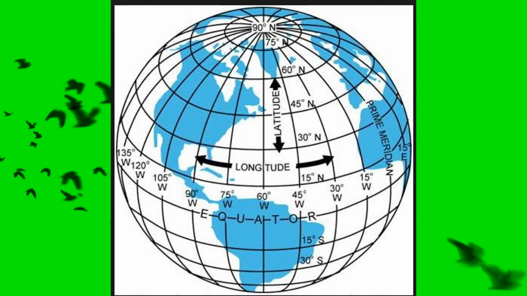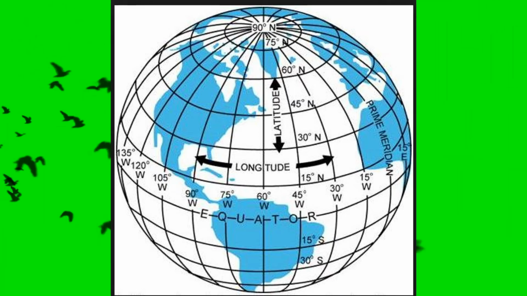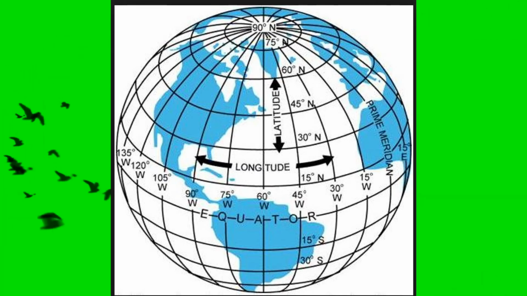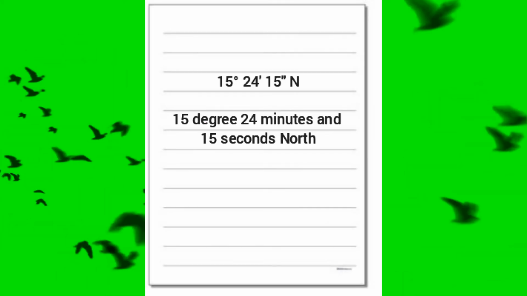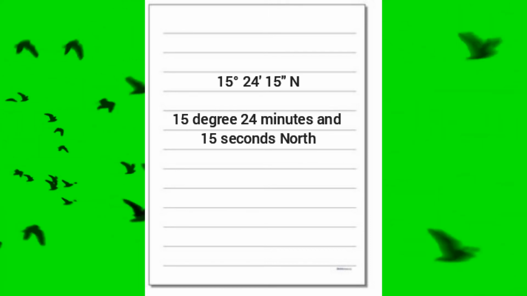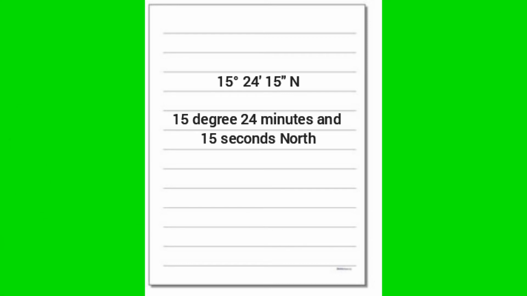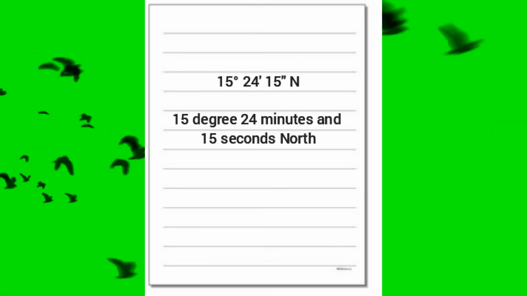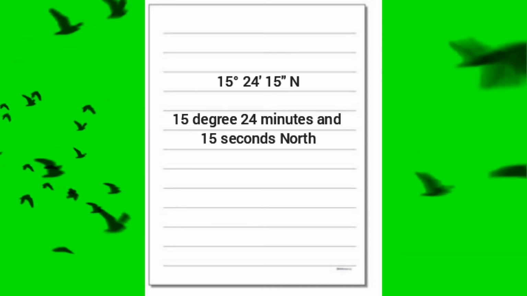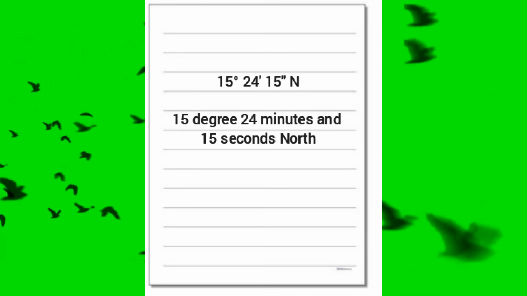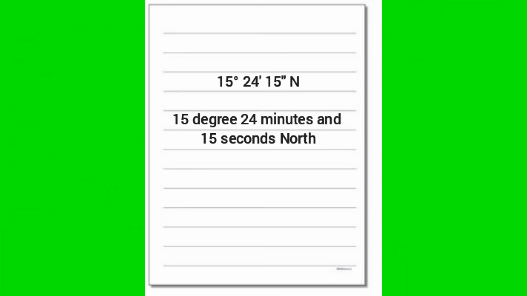Right? In the same way, minutes are divided into seconds. Right? Minutes को seconds में divide किया गया है. Take for example the coordinates shown here. So we'll read it as 15 degree 24 minutes and 15 seconds north. So the quotation mark is used to indicate seconds. अगर आपको seconds लिखना हो then you have to put the quotation mark.